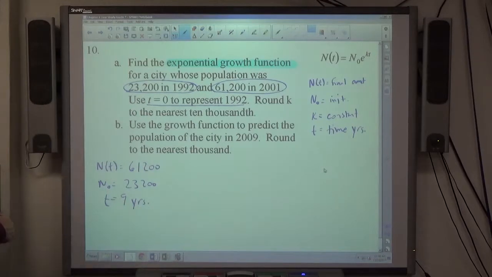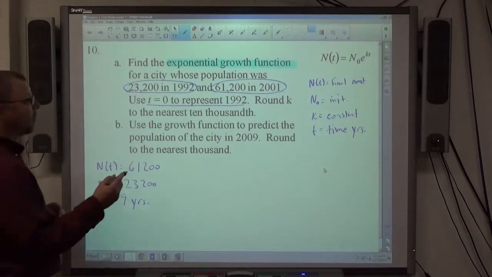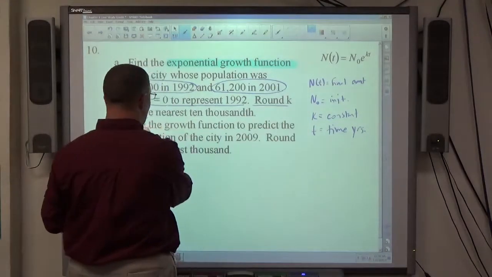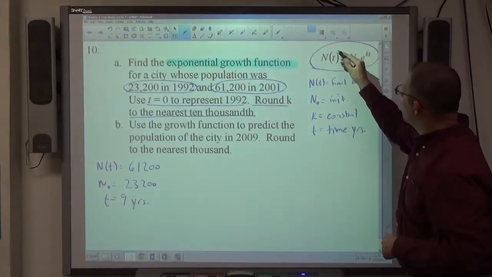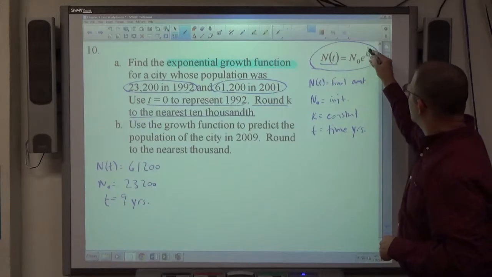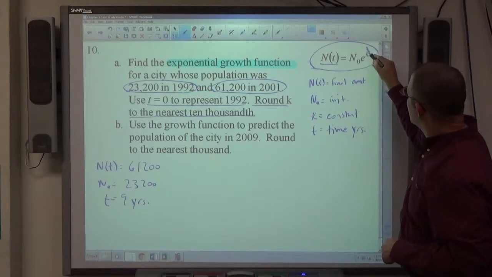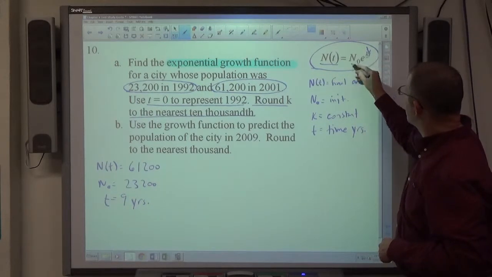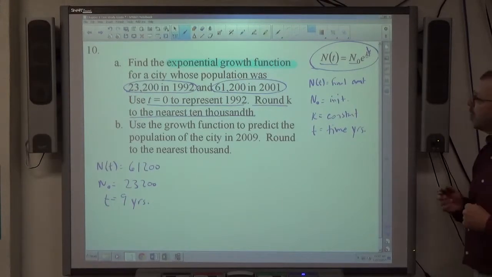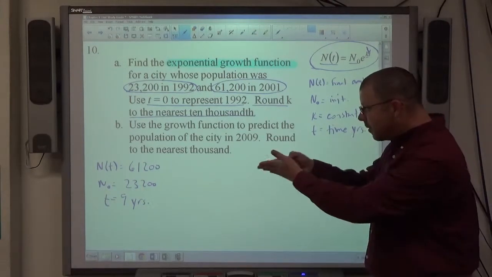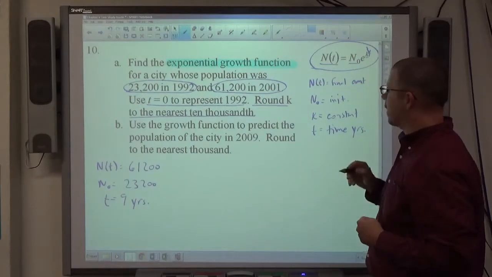And finally, k is what we don't know. But it does say round k to the nearest 10,000. What they want is this formula here. They want this n of t to remain a variable and this t to remain a variable. They want k and n sub 0 to be numbers, whatever they are. So obviously n sub 0 is 23,200, k is what I don't know. So what I'm going to do is substitute that stuff into this formula to figure out what k should be.